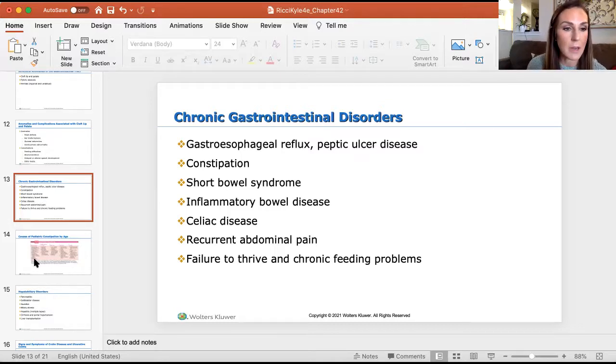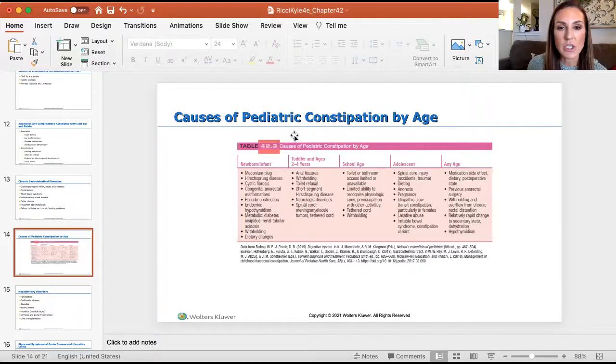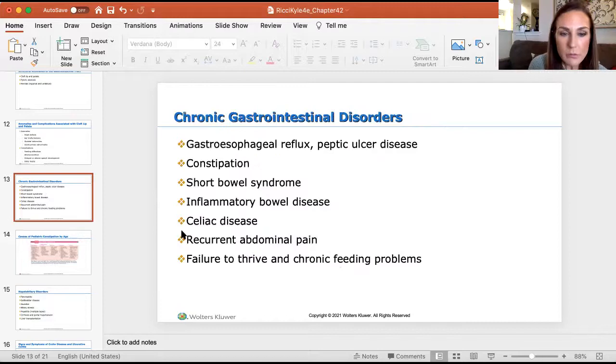And there is a table. It is table 42-3. I want you guys to review that table and look at different causes by age. That's very important for you to know, and that way we know how to treat it. As far as a toddler, 2 to 4 year age is much different than an adolescent. Review that table. I want you to know that table and the different causes of pediatric constipation by age.